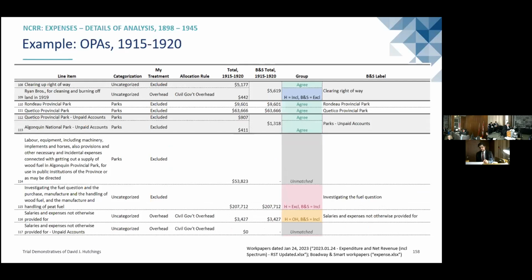We then have a one-off, line 116, salaries and expenses not otherwise provided for the Department of Lands, Forests and Mines. I treat that as overhead, and Professors Bodway and Smart included it. I treat it as overhead because it's not otherwise provided for. I don't know where I should attribute it. So somewhere in the province of Ontario during 1915 to 1920, there was $3,427 spent on salaries and expenses not otherwise provided for. And you've included it as part of overhead, and they included it too. That's correct.